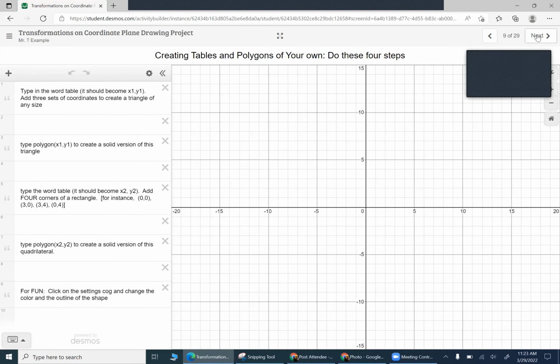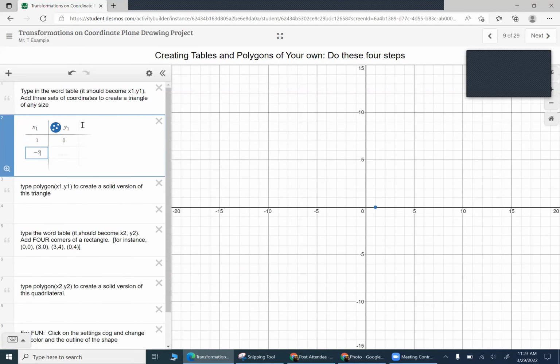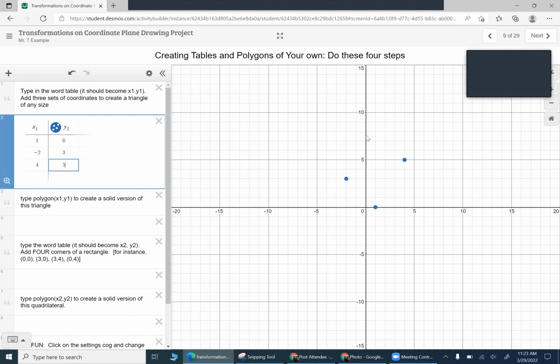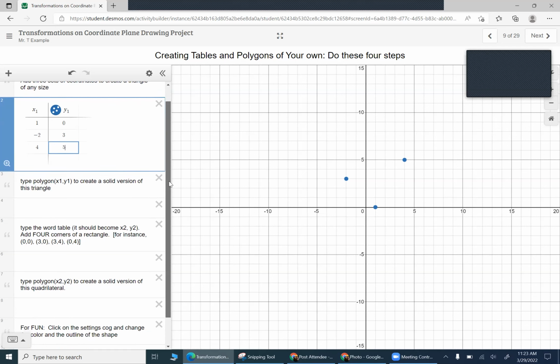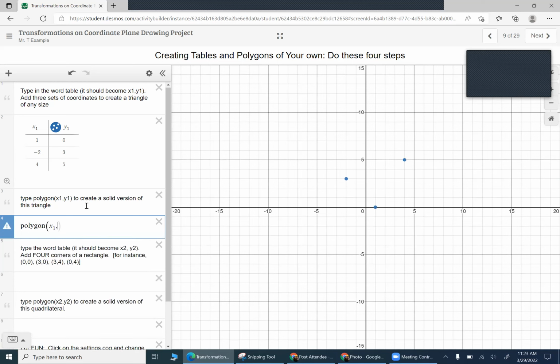All right. What do we got? One left. Oh, so this is just reminding you. Hey, yeah, this is the last one, I think. So type in the word table. Table, magic. Any 3 coordinates. Okay, 1, 0, -2, 3. I'm just making things up. 4, 5. Okay, if that doesn't make kind of a triangle, if it makes more of a straight line, I'd change one of those points. Okay, polygon. X1, comma, Y1. Okay, beautiful.